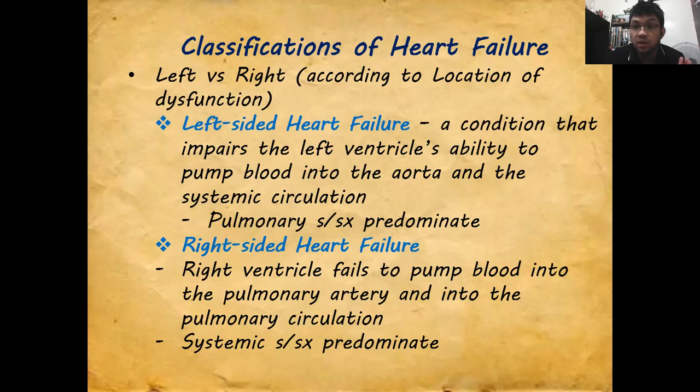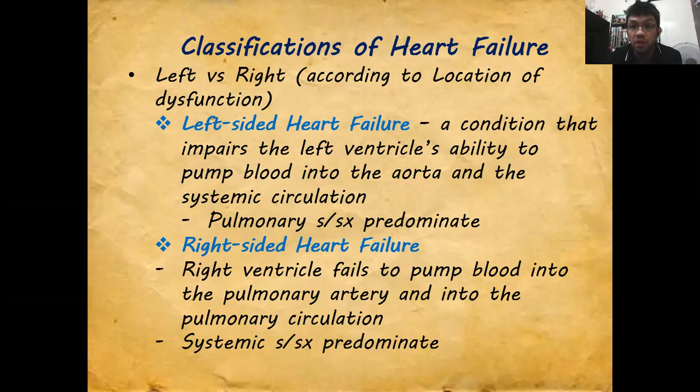So if the right side is too weak to pump blood into the pulmonary artery going towards the lungs, it will go back. So what are the organs attached to the vena cava? You have the blood vessels coming from the extremities and the GI organs, like the liver. So you are going to expect systemic signs and symptoms. If you see that the patient has edema of the hands and feet, even the face, that's right-sided heart failure. If there is splenomegaly, again right-sided.